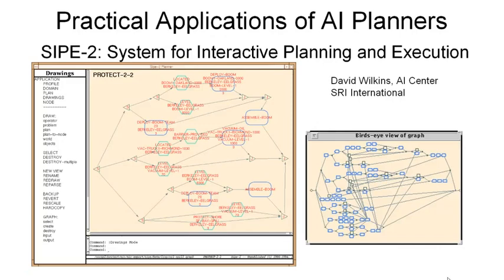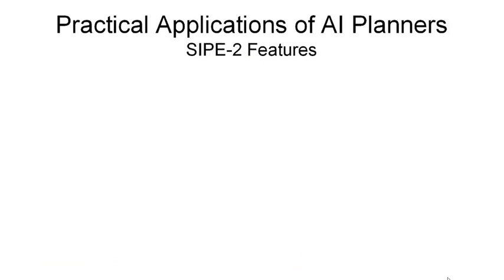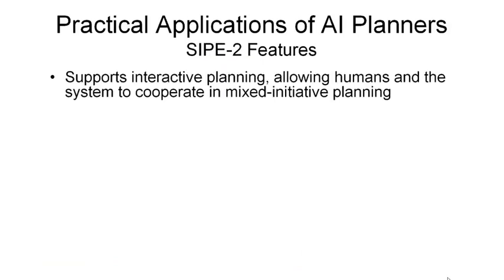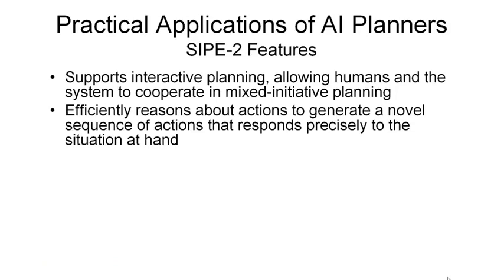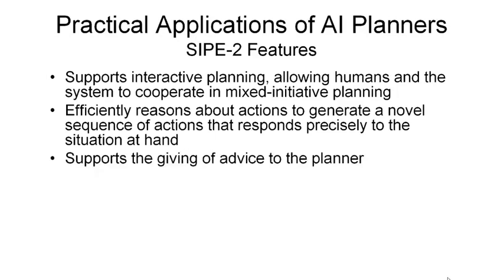SIPE2, the System for Interactive Planning and Execution, was created in the 1980s and has been developed since then to provide a comprehensive approach to AI planning. It's been developed by David Wilkins and his colleagues at SRI International in California. SIPE2 is a domain-independent planner which supports interactive planning, allowing humans and system to cooperate in a mixed initiative planning fashion. It can efficiently reason about actions to generate a novel sequence of actions that respond precisely to the situation at hand. It supports the giving of advice to the planner.